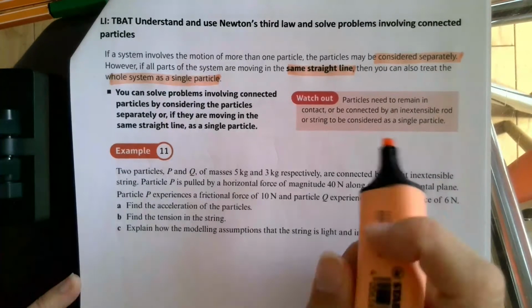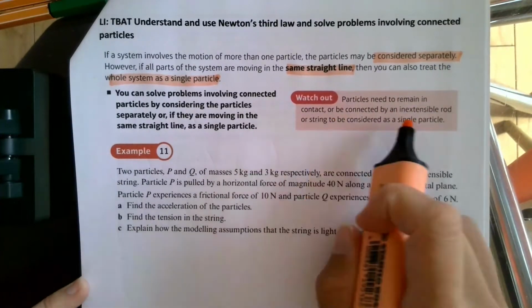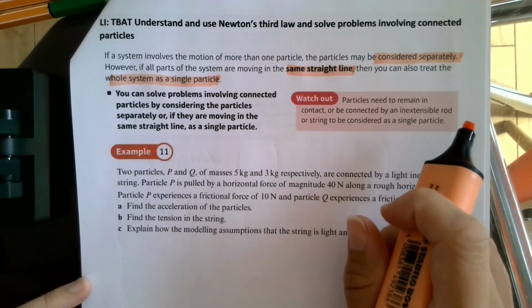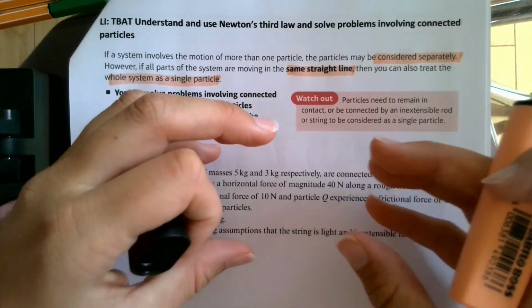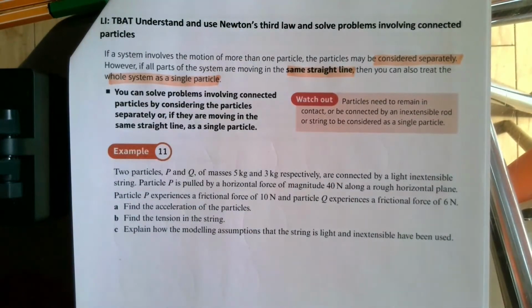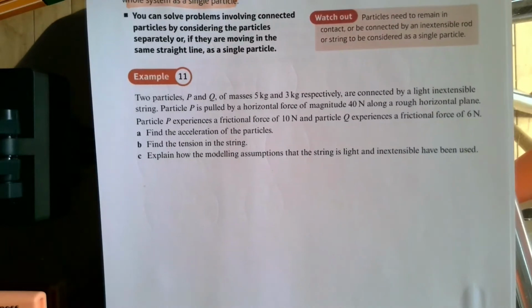And it says, watch out here, they must remain in contact or be connected by an inextensible rod or string to be considered as a single particle. So that's just saying that they must always maintain that same distance apart. They can't start moving relative to each other. They must maintain the same distance apart. So let's have a look then at question 11.